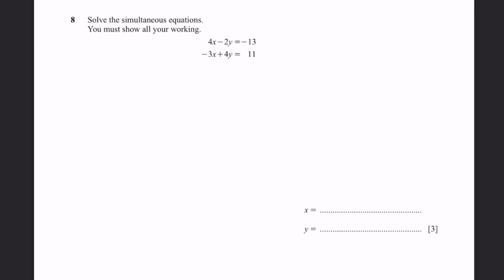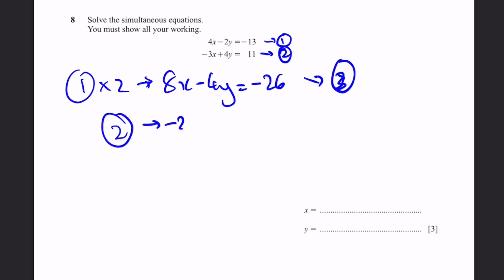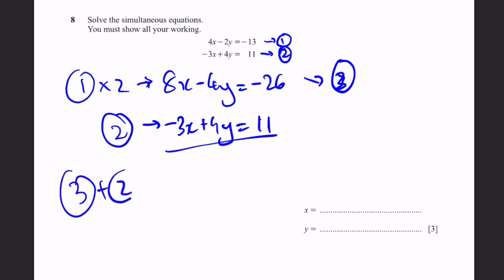That's the answer. Question 8. Solve the simultaneous equations. You must show all your working. 4x minus 2y equals minus 13, number 1. Minus 3x plus 4y equals 11, number 2. Now we can do 1 times 2 to get 8x minus 4y equals minus 26. Now we can call this equation 3. So 2 will be minus 3x plus 4y equals 11. Now 3 plus 2 to get rid of the y values. So 5x is equal to negative 15, x equals negative 3.